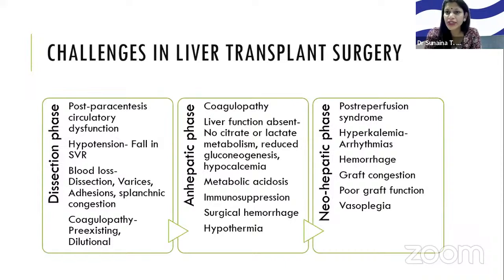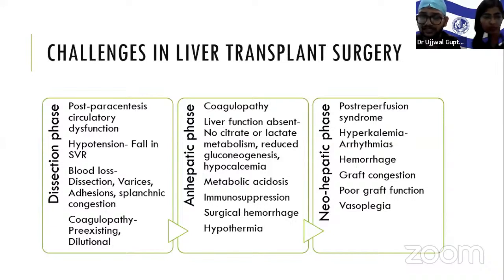What are the challenges with the anhepatic phase, when the liver is clamped? Not the liver, the portal vein and hepatic vein are clamped. Because the liver is explanted now, we will face the challenge of coagulopathy. And because the liver function is absent, none of the lactate or citrate metabolism or gluconeogenesis will be happening. So our patient can undergo hypoglycemia. Also, ma'am, lactic acid will accumulate. It will cause metabolic acidosis, and lactates will be high during this phase.